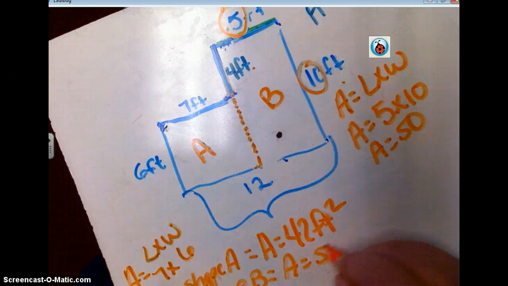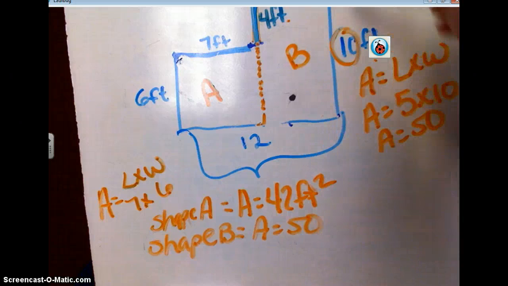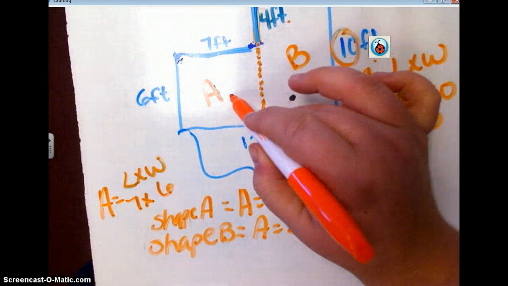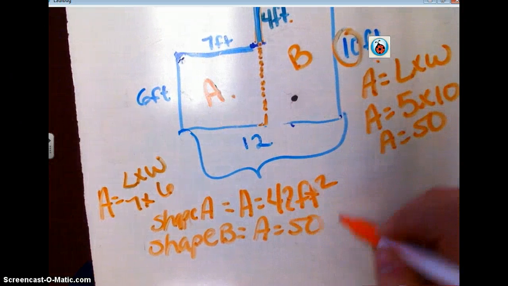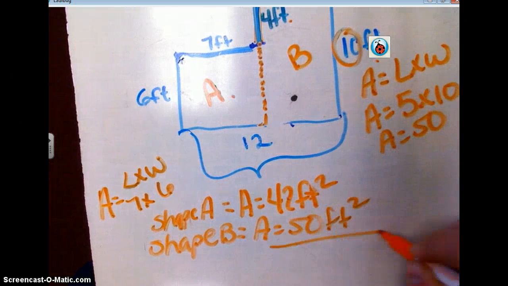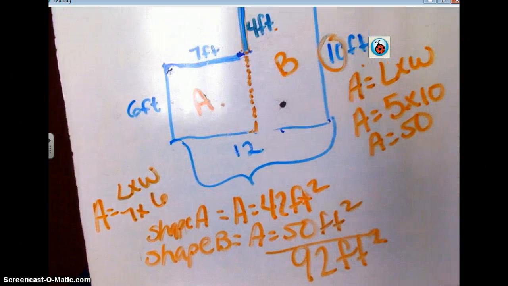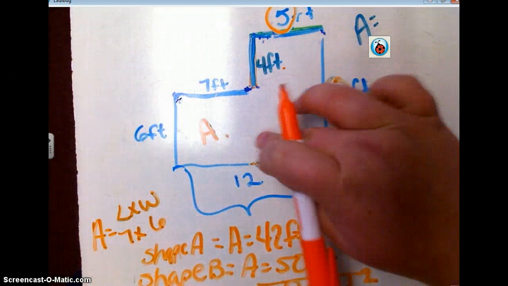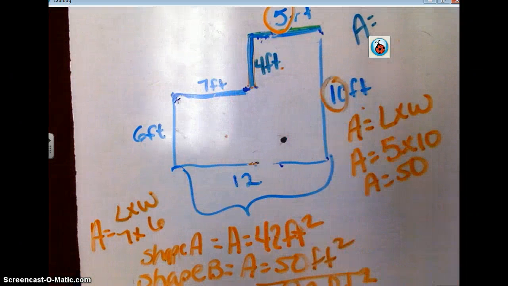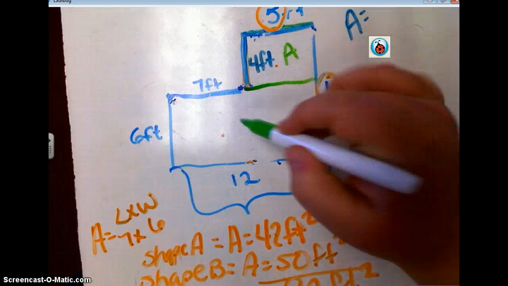So shape B, area equals 50. If I wanted to find the area of the entire shape as a whole, I would have to add shape A plus shape B. So 42 plus 50 is 92 feet squared. Okay? I could also decide this time that I want to do my shapes this way. Here's shape A, here's shape B.